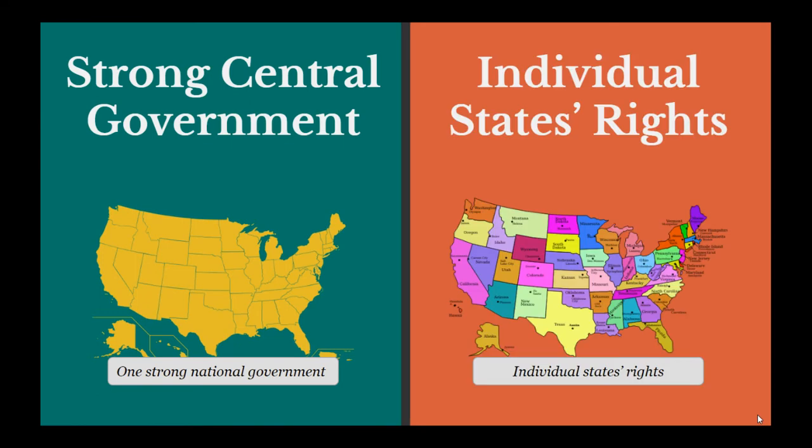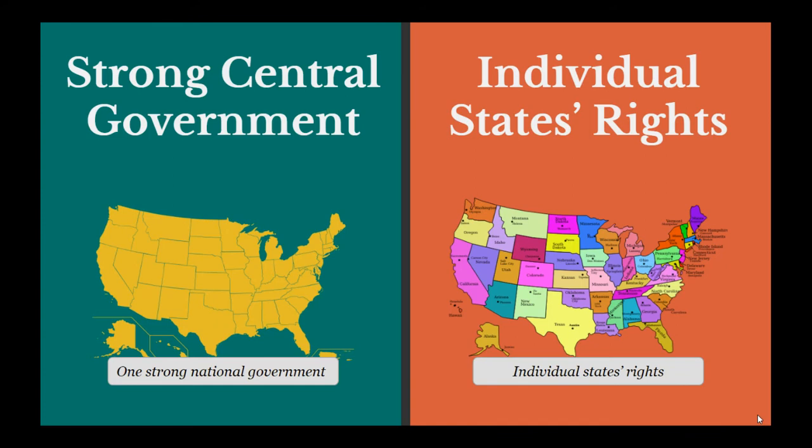Individual states' rights is going to mean that each individual state makes laws and rules just for the people and government in that state. So Virginia can have a different rule than Idaho, and Arizona can have a different rule or law than Ohio. This map shows all the states with different colors to show that they're all doing their own thing for individual states' rights.